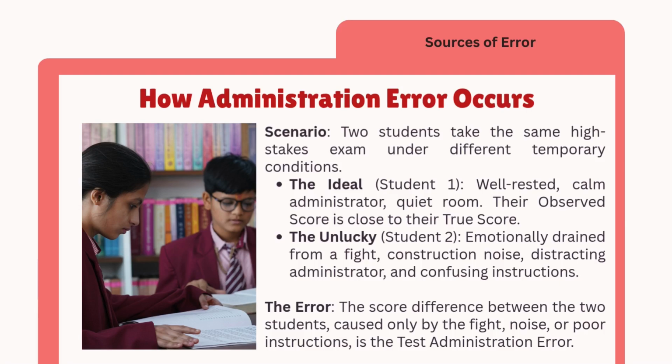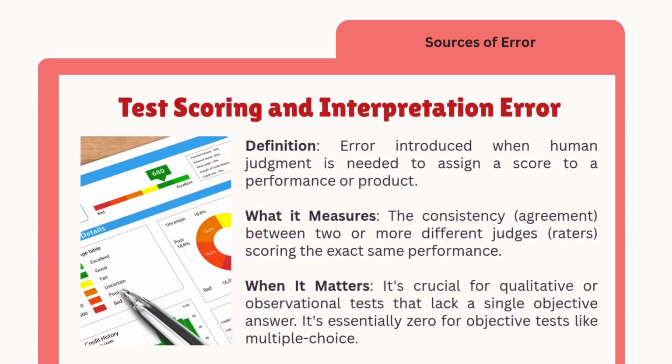So lastly, let's go over test scoring and interpretation error. This is also known as scorer differences. This is also often called inter-rater reliability. This type of error pops up anytime a human has to use their judgment to decide what score a performance or an answer gets. So this error measures the consistency between 2 or more different judges, also known as raters, who are scoring the exact same performance or product.